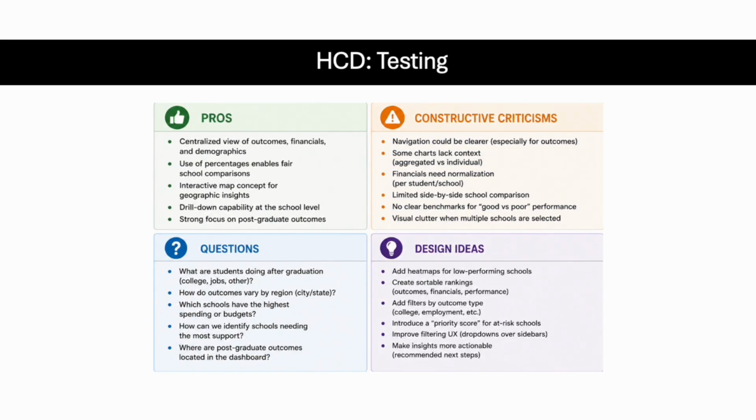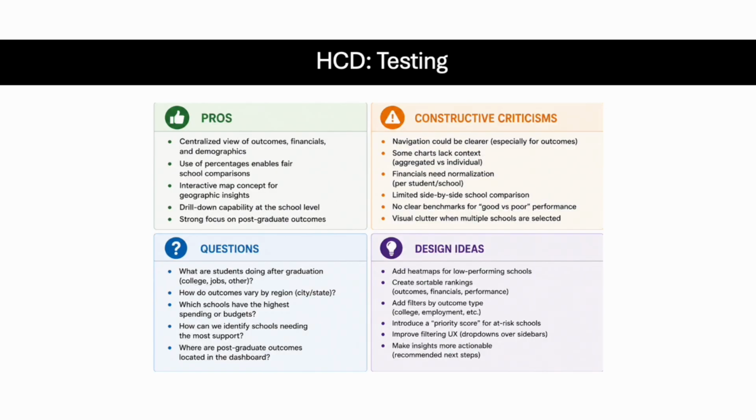So some possible design ideas were implemented: maybe we can create heat maps for the low performing schools that quickly identify which ones might need targeted intervention, and perhaps create a sortable ranking depending on their outcomes, financials, and performance. And then maybe we can filter by the outcome type.